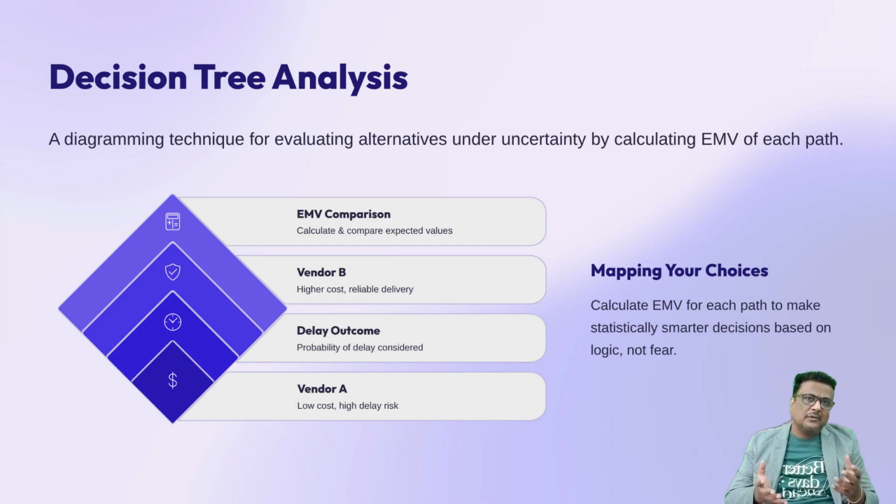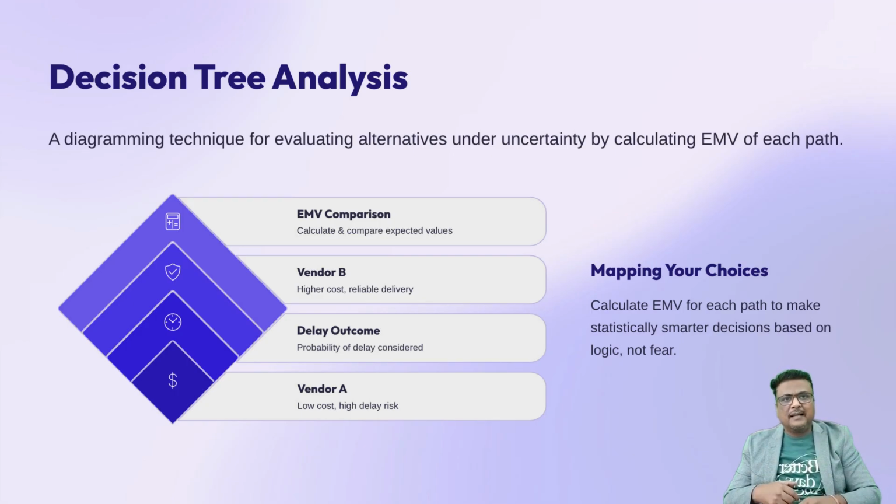Imagine you have two choices for a vendor. Vendor A is cheap but has a high chance of a delay. Vendor B is expensive but very reliable. You draw out the branches of your tree, calculate the EMV for each path, and the math tells you which choice is statistically smarter. I remember a project where we had to decide whether to build a new feature ourselves or buy it from a third party. The buy option felt expensive, but the decision tree showed that the build option had so many hidden risks that its EMV was actually $20,000 higher. By using trees, you help your stakeholders make decisions based on logic instead of fear.